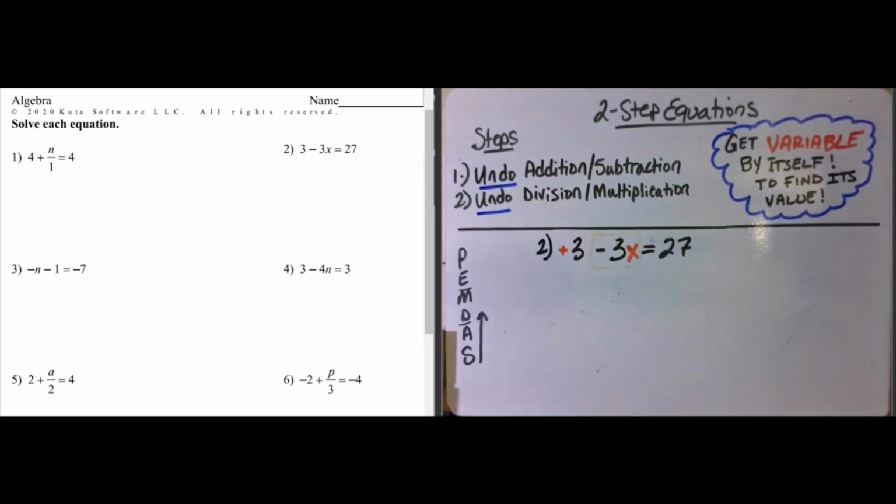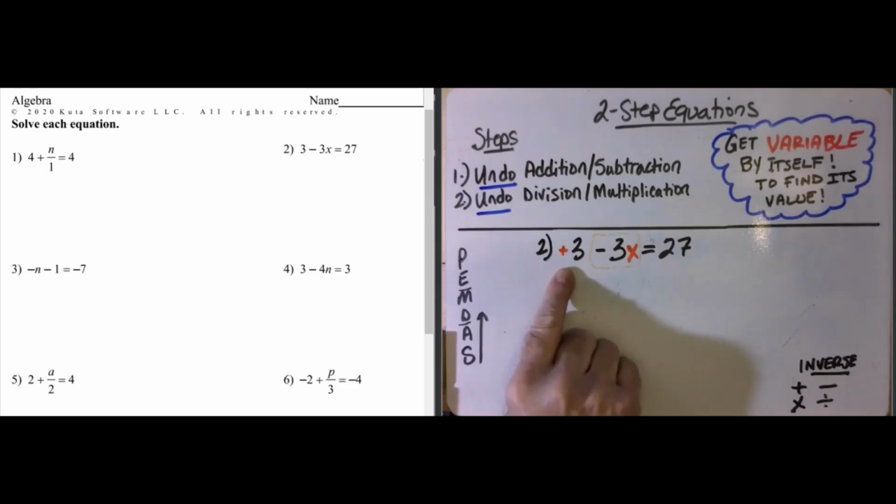You undo that by doing the opposite. You hear a lot about inverse. Well, inverse just means the opposite of. So the opposite of addition is subtraction, and the opposite of multiplication is division, and vice versa. The opposite of minus or subtraction is a plus or addition, and the opposite of division is multiplication, and vice versa. So we want to do the inverse, the opposite, of a plus 3. So we're going to subtract 3.